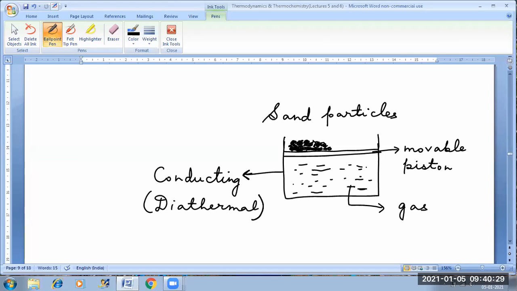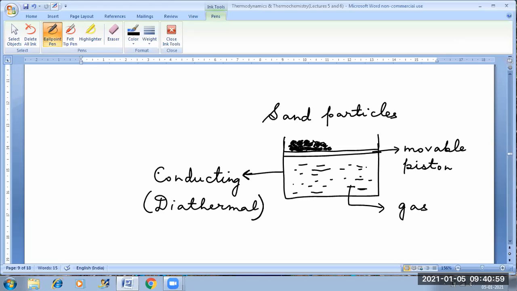That means I can say that the surroundings are infinite as compared to the system. The system is only a tiny part of the universe. That is only the cylinder containing the gas. That part is my system. Whatever is lying outside the system is a part of the surroundings.